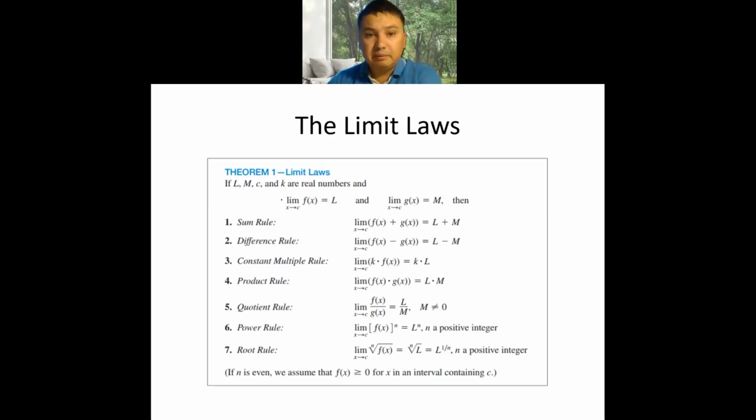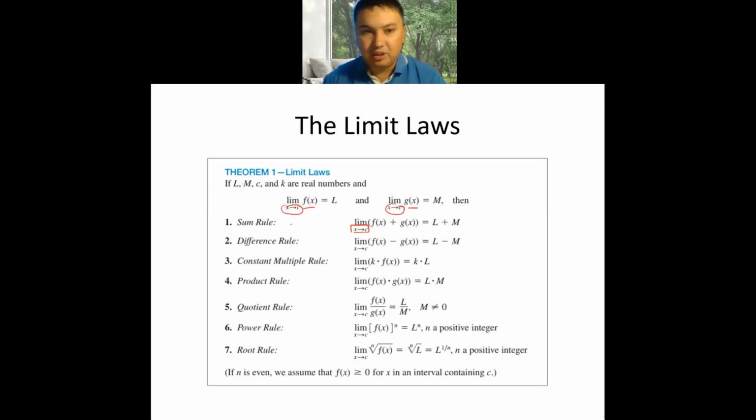Okay, so my x is approaching c, my f of x approaches L, and let's say that I have two different functions, f of x and g of x. They're approaching the same point, but they have different limits. f of x is approaching L, g of x is approaching M. Now here the first one is the sum rule. If x goes to c, and I look at f of x plus g of x, the sum of the two functions, then the limit is just L plus M. Okay, so the limit of the sum is equal to the sum of the limits. That's how you could remember.